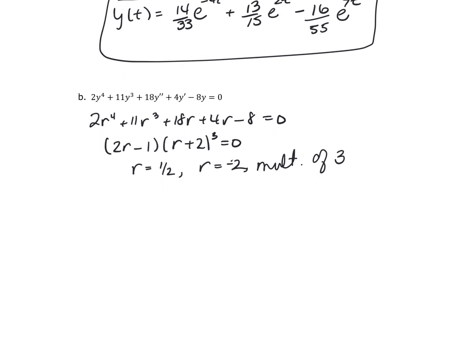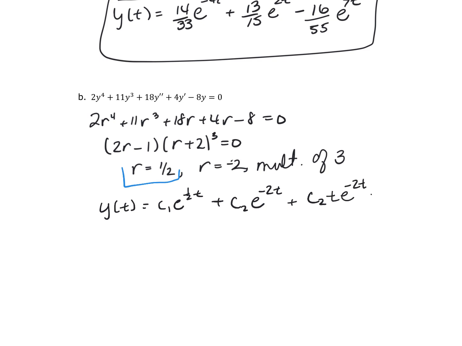So my general solution then is y of t equal to c sub 1 e raised to the 1/2 t. This takes care of this one. And then it's going to be plus c sub 2 e raised to the negative 2t. That's my first part of the multiplicity. Plus c sub 3 t e raised to the negative 2t. And then c sub 4, t squared e raised to the negative 2t.